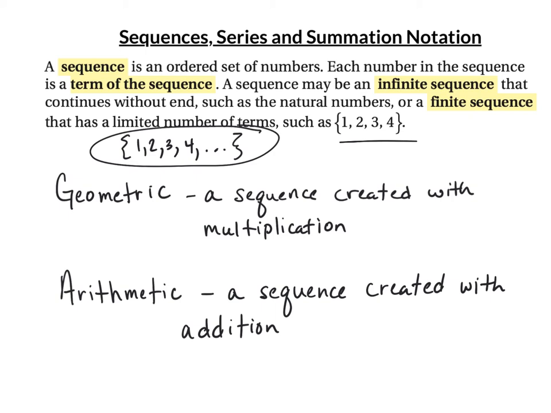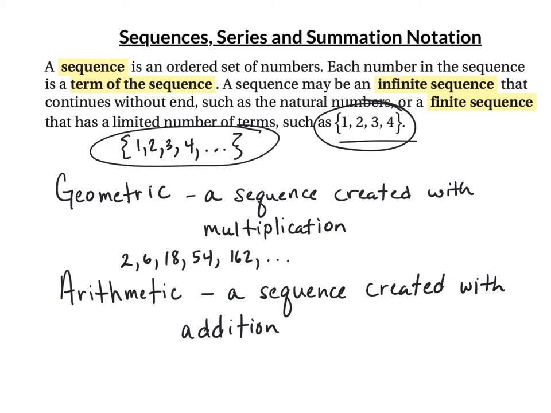We've worked with sequences before, geometric and arithmetic. A geometric sequence is created by multiplication. Like I could start at 2 and then multiply by 3. That'd be 6, 18, 54, 162, and it could go on and on. Or I could have it end at any number, and it could be finite.